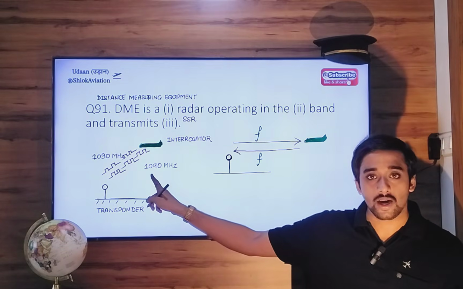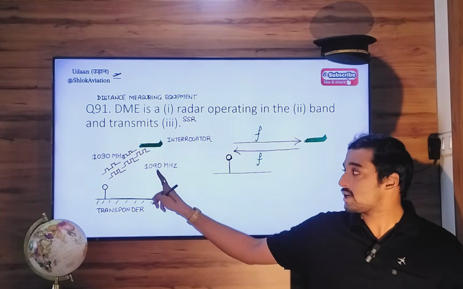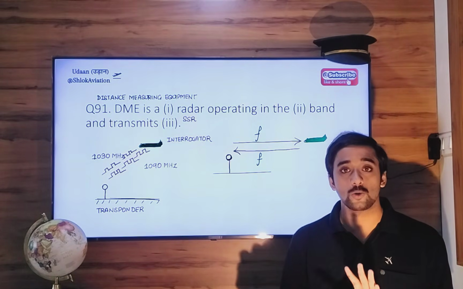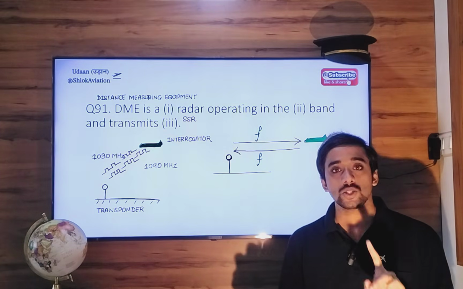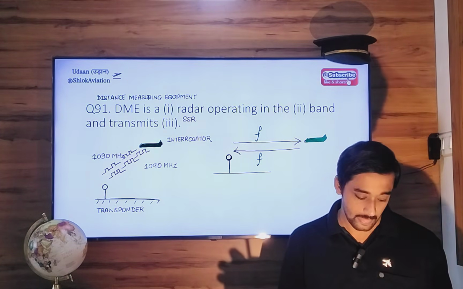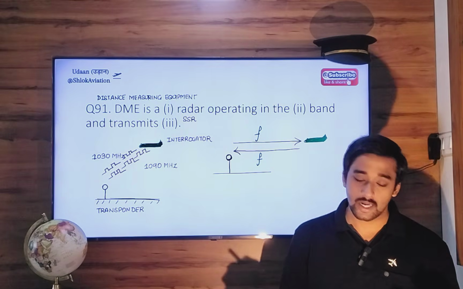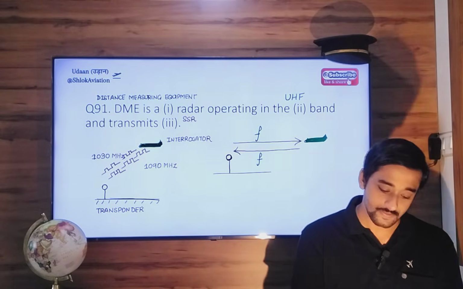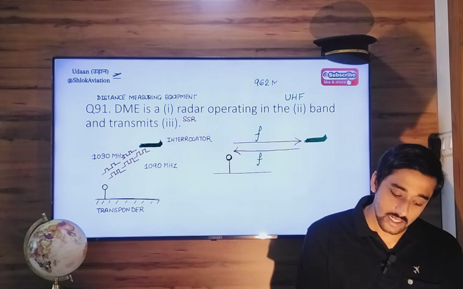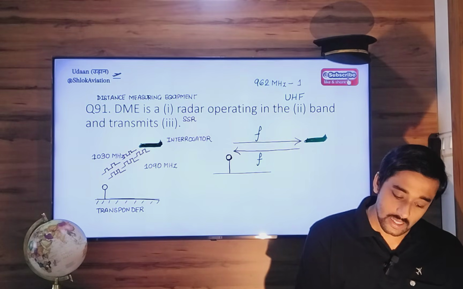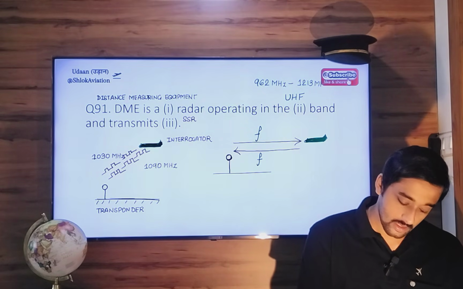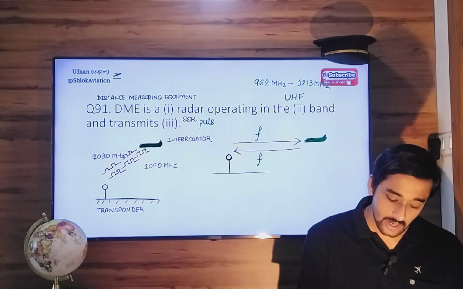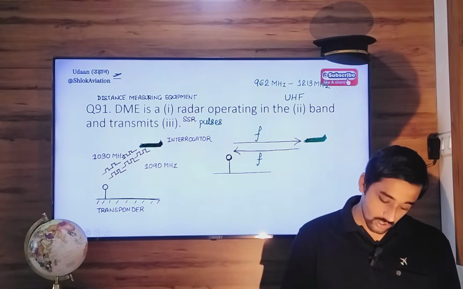But in case of secondary radar, the transmitter frequency is different, the reply frequency is different. So secondary radar uses two different frequencies for two different purposes. Primary radar uses only one frequency throughout its operation. Therefore, DME is a secondary radar operating in the UHF band. What kind of band? UHF, ultra high frequency, 962 megahertz, 1213 megahertz, and it transmits radio pulses.